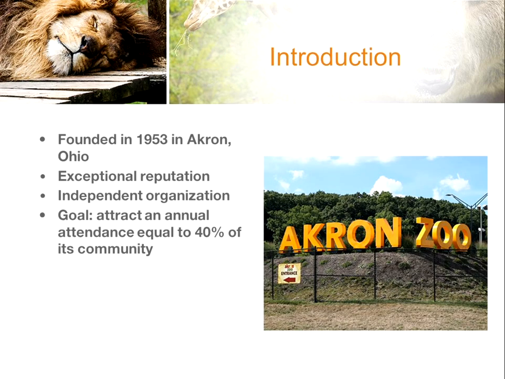Introduction. The Akron Zoological Park was founded in 1953 and is located in Akron, Ohio. The zoo has an exceptional reputation of being a high-quality park for visitors to spend their leisure time. It has a vast array of animals, birds, and reptiles that are well cared for. The zoo is constantly making improvements on their exhibits, rides, and dining amenities. Unfortunately, during the late 1980s, the decline in the economy caused the zoo to become an independent organization for the city. Due to this adjustment, the zoo must ensure that its sources of income are equal to or exceeding its operating and physical plant costs in order to remain lucrative. This gives the zoo a goal of an annual attendance rate equal to or exceeding 40% of its community.